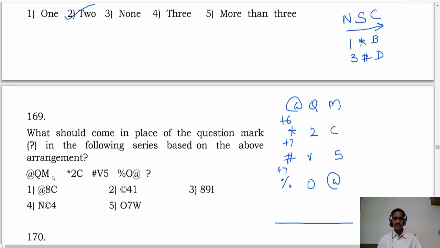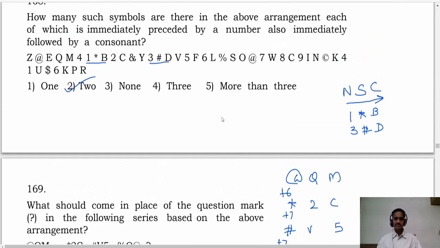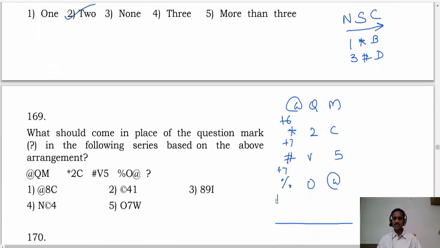At the rate of QM at the rate of QM and star 2C hash V5 percentage O at the rate of. Then what should be the next one? Next one చూడండి పర్సంటేజ్ నుంచి కౌంట్ చేయండి పర్సంటేజ్ నుంచి కౌంట్ చేసి 1 2 3 4 5 6 కనుక 6 7 7 6 అండ్ సో ఆన్ ఆర్డర్ చూద్దాం లేకపోతే 7 2.